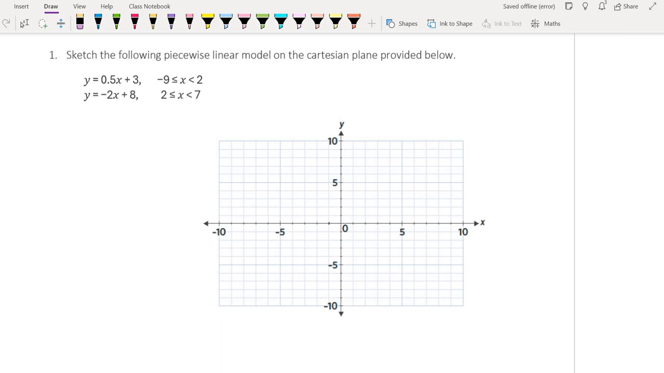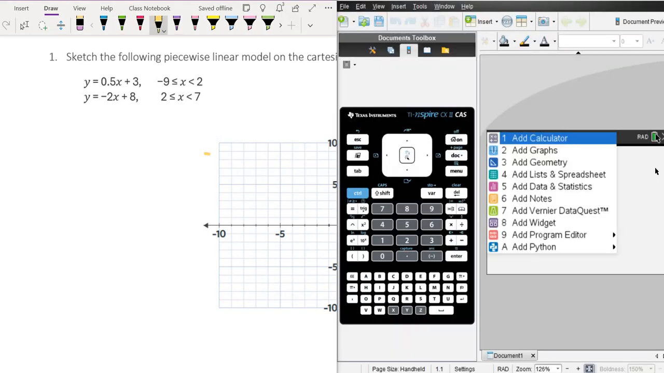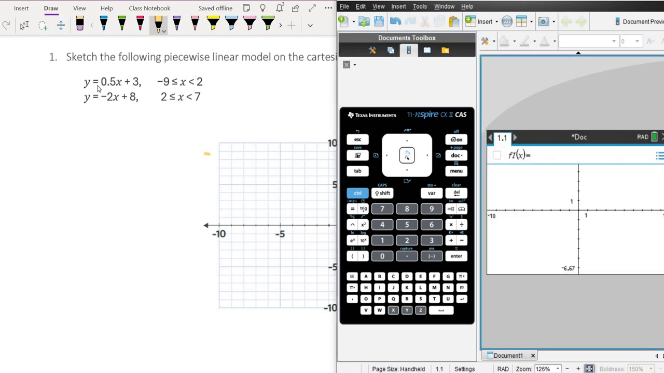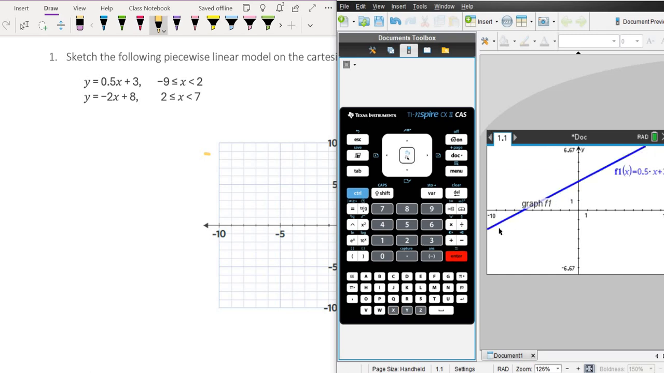The best way to go about it is to use the CAS. Alright, so once you have your CAS, you'll go into graphs. And you're going to graph the first equation. So 0.5 times x plus 3. And we have a graph. But obviously, we didn't give our CAS a domain, a starting and an ending point. So it just goes on forever this way and forever this way. But we know for our one, it has to start at -9, ends at 2.